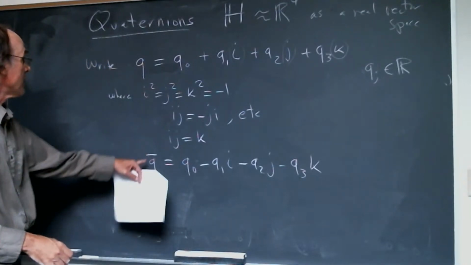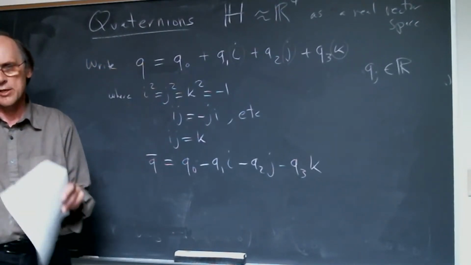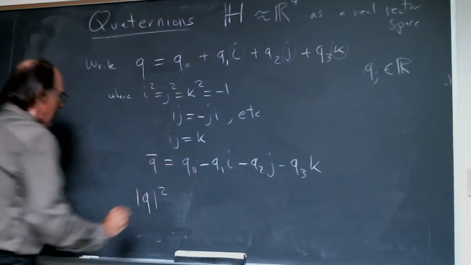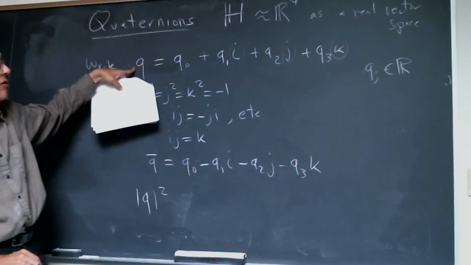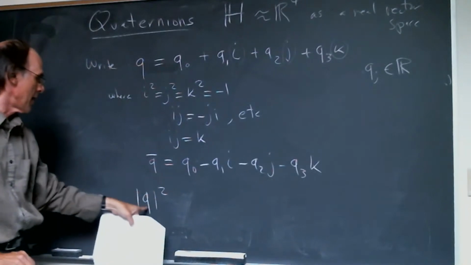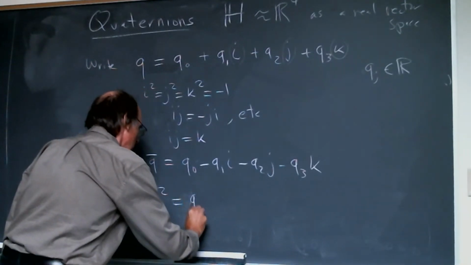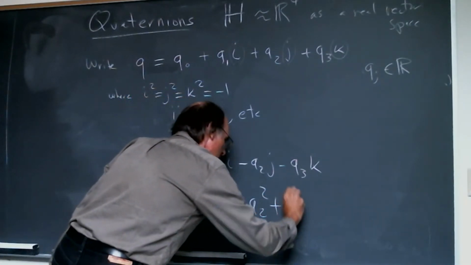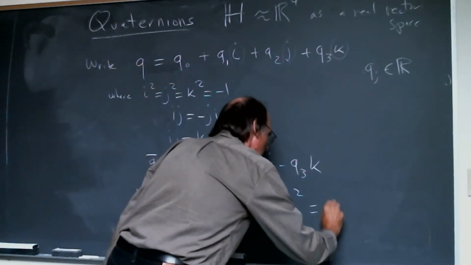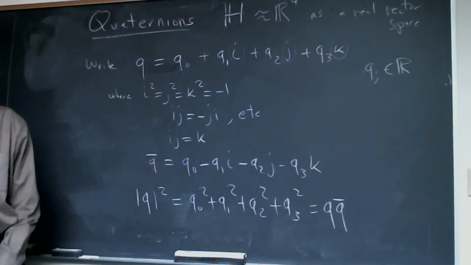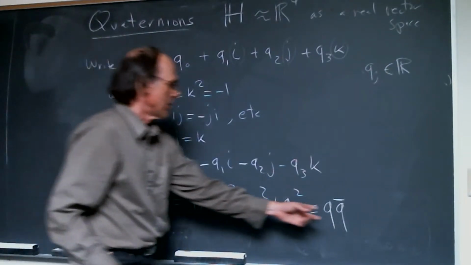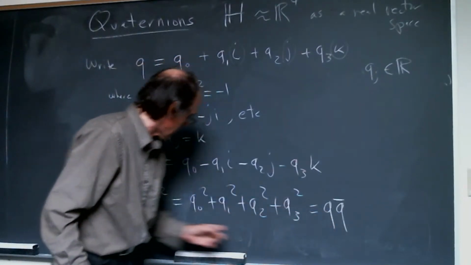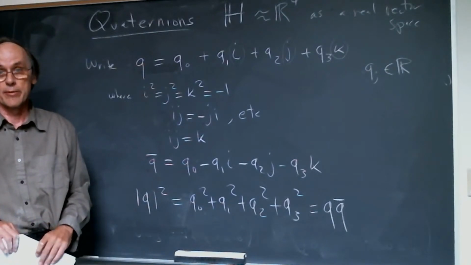Okay, and now the connection to notions of length and to rotations in 3 and 4 dimensions is going to be that the length squared of this guy, if you think of him as an element of R4, is going to be q0 squared plus q1 squared plus q2 squared plus q3 squared, and that's going to be q times q bar. So the conjugate behaves nicely, like the complex conjugate: if you multiply something by its conjugate, you get a real number, its length squared.